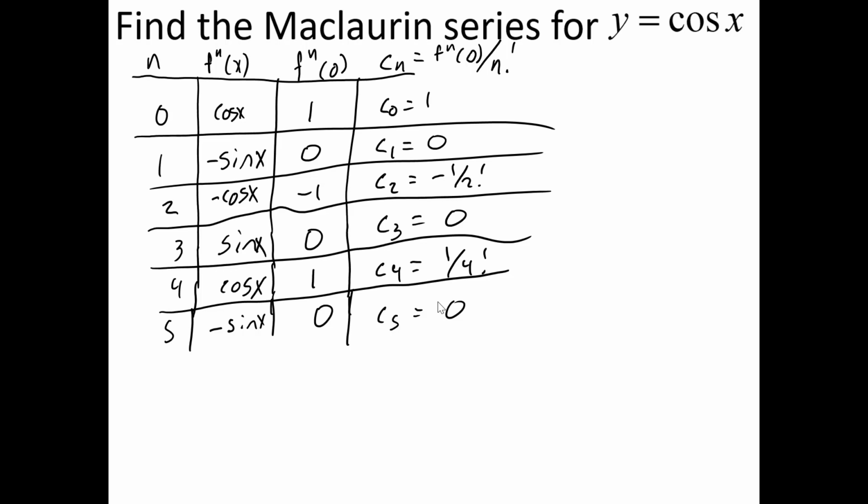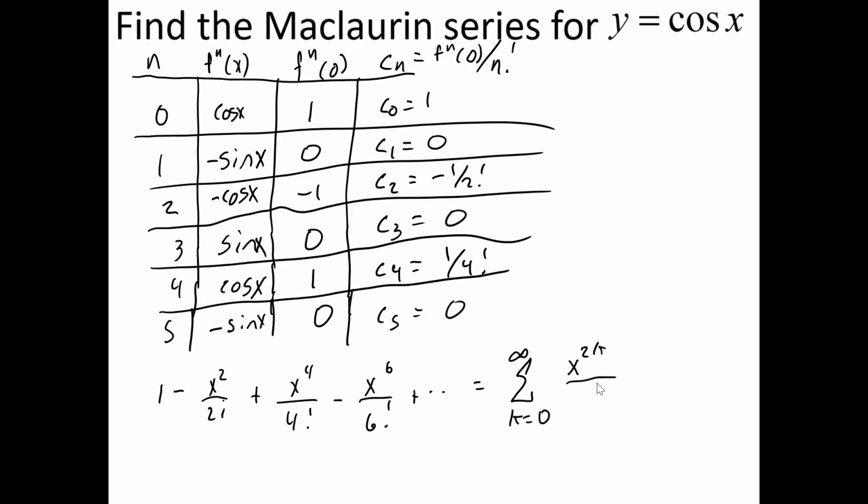And you can see that then the Maclaurin series is 1 minus x squared over 2 factorial plus x to the 4th over 4 factorial. And it's going to be minus x to the 6th over 6 factorial. It's just going to continue on and on and on. We can write this in summation notation. This is the summation from k equals 0 to infinity. And you can see that every time it's just x to the 2k, those are the evens, divided by 2k factorial, right?